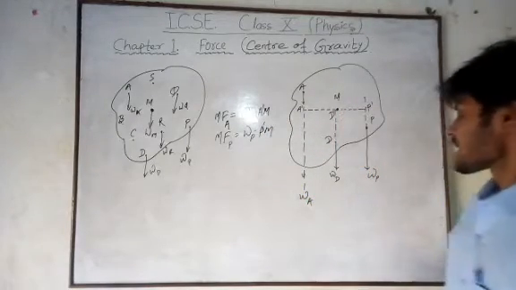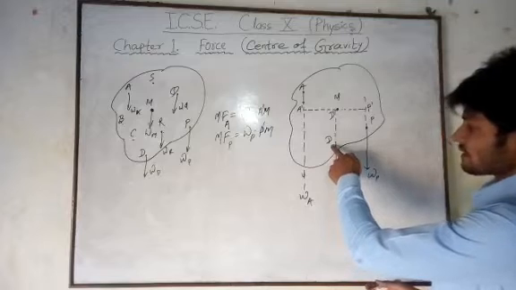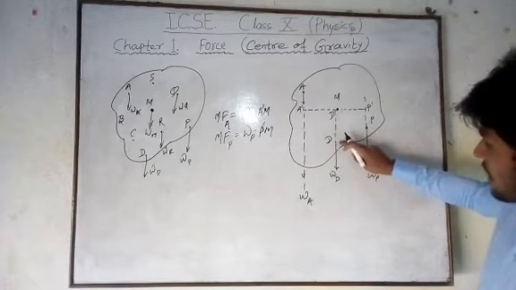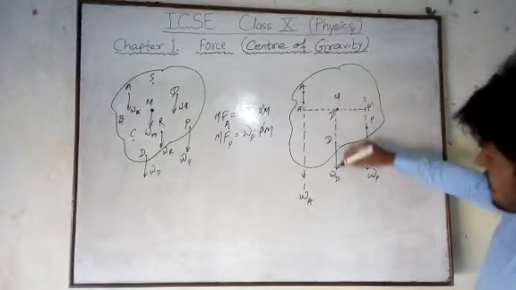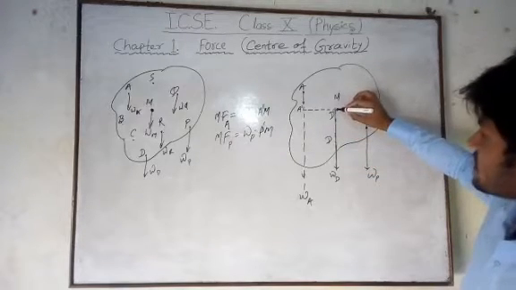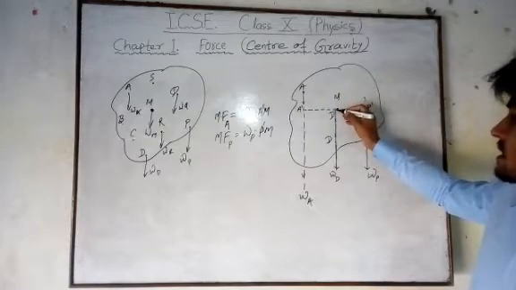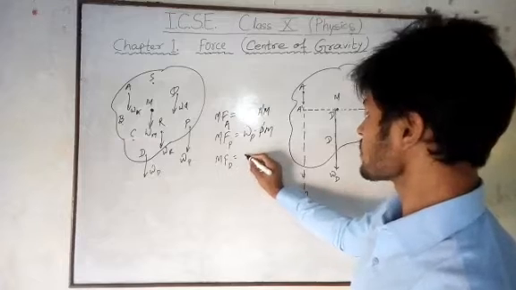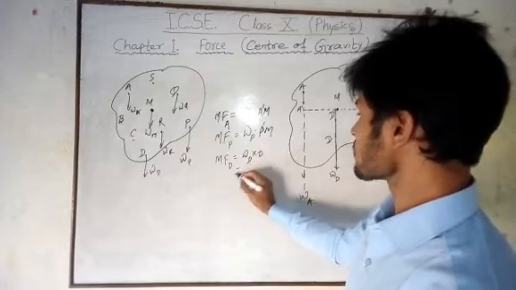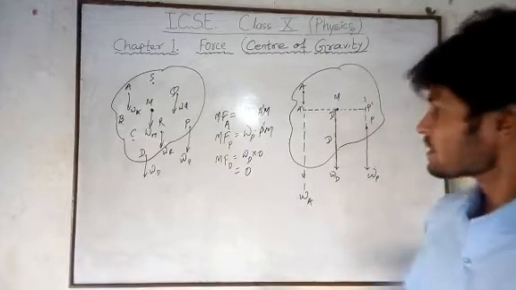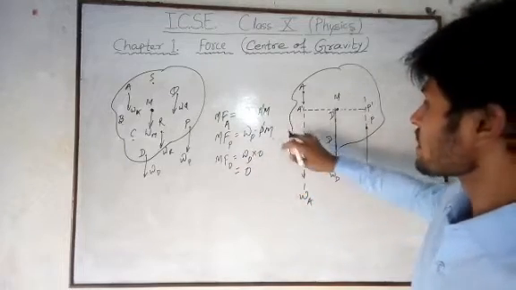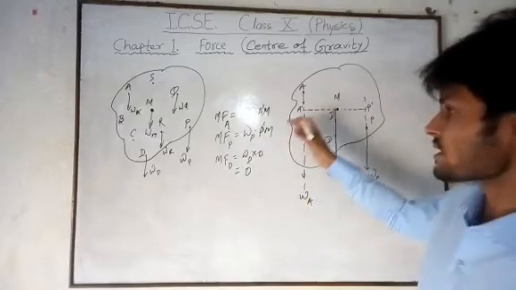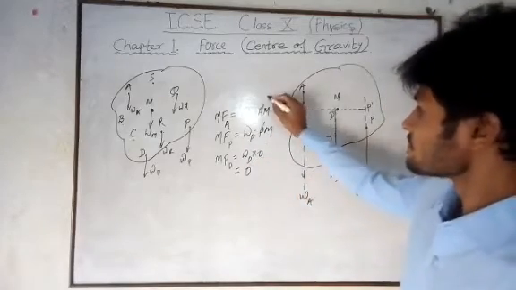In this way, here the point D is there. The distance from the line of action of the particle D is actually 0. This line is exactly at the pivoted point. So the moment of force at the point D is equal to WD into 0, which is equal to 0. So in this way, we can calculate the moment due to different weights.